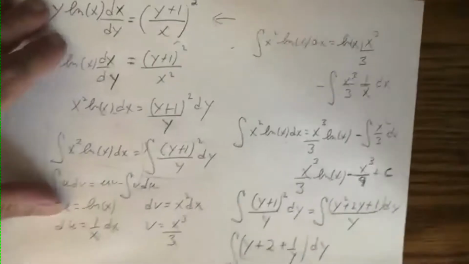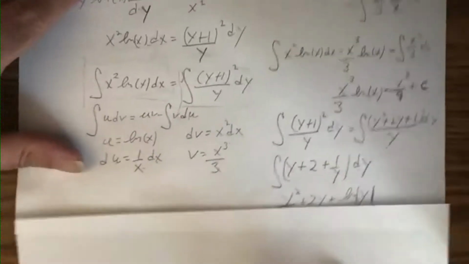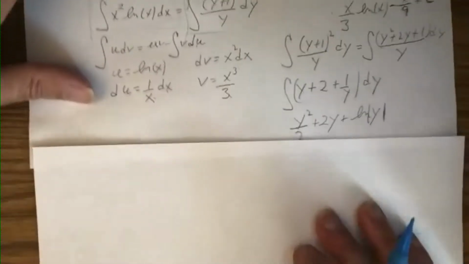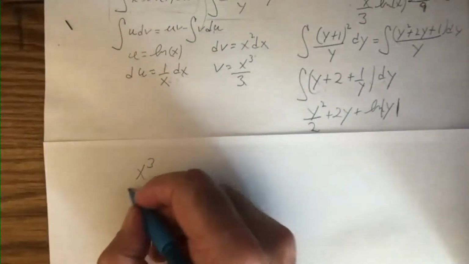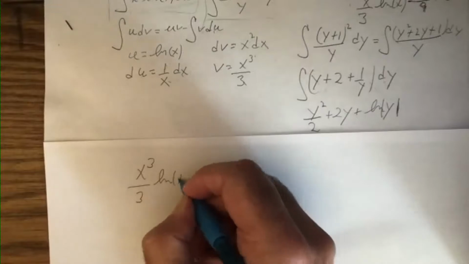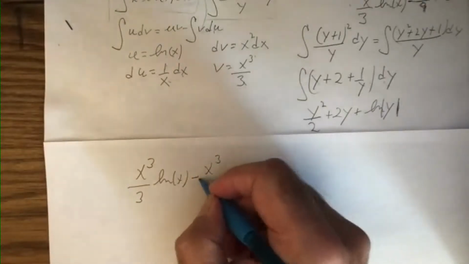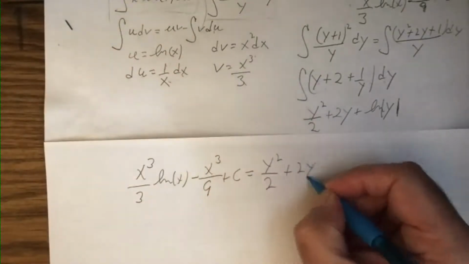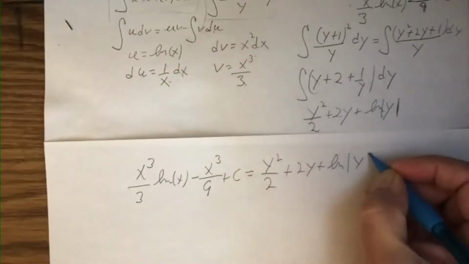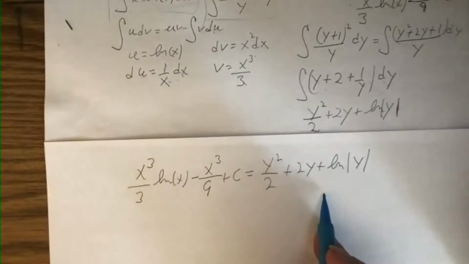Let me get another sheet of paper. So on one side, we have x cubed over 3 times the natural log of x, minus x cubed over 9 plus c, right? That's when we integrated everything on the x, and we integrate everything on the y, we have this. So that's it. That's the solution to this differential equation here.